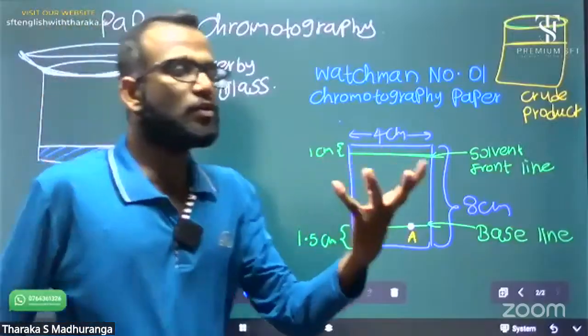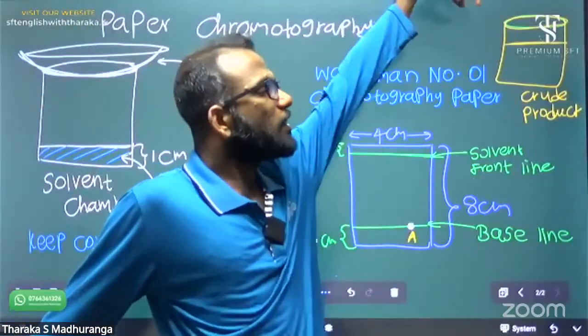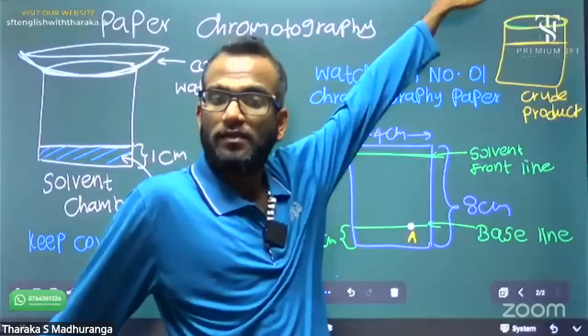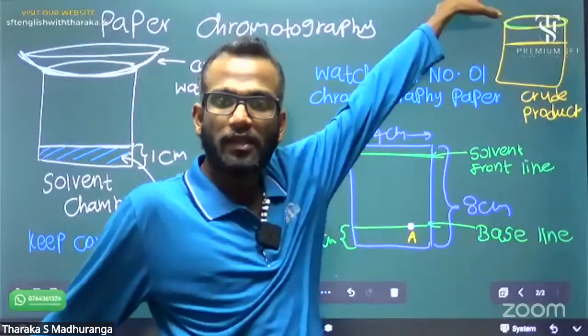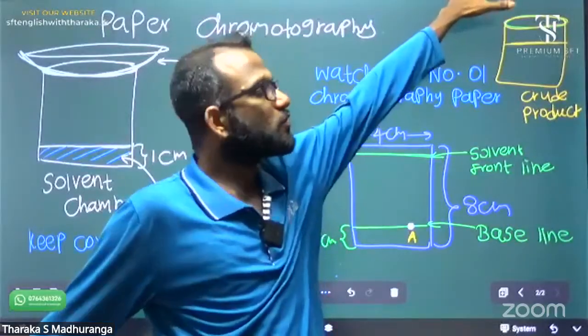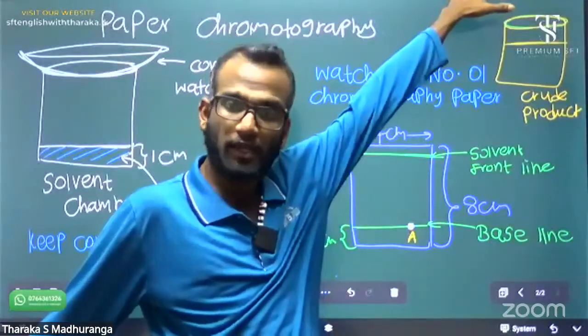Okay, now for identification, think I'm going to identify vasicine from the Adhatoda plant. I am going to check whether this crude product contains vasicine or not.